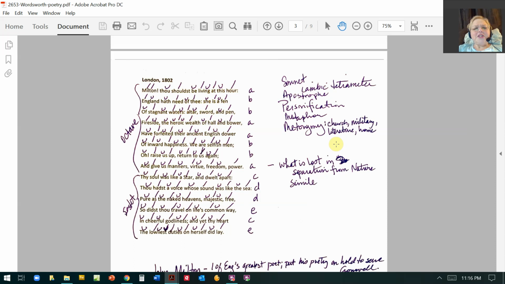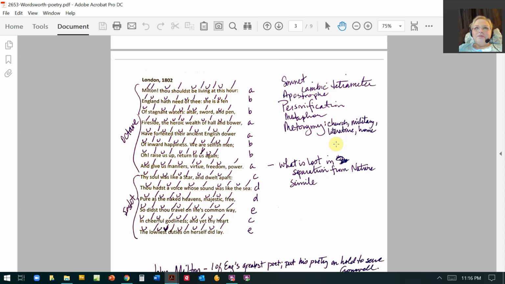I meant pentameter. So scratch that out. Ignore that little pentameter. I wasn't thinking. In this poem, we have him using apostrophe. So apostrophe is the poetic technique where someone is spoken to in the poem who is not present. They may be dead. It might be an object.